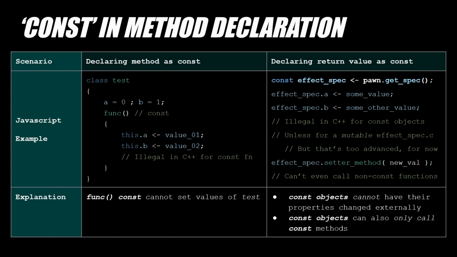For example, when you declare a method as const, you cannot set its internal properties with new values within that function's definition, like how this function is unable to assign new values to a and b of this class test. Whereas when you declare the return value as const, you cannot reassign or set new values for its internal properties or even call certain non-const methods.